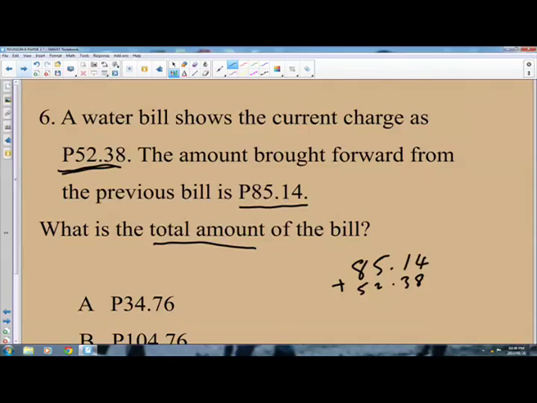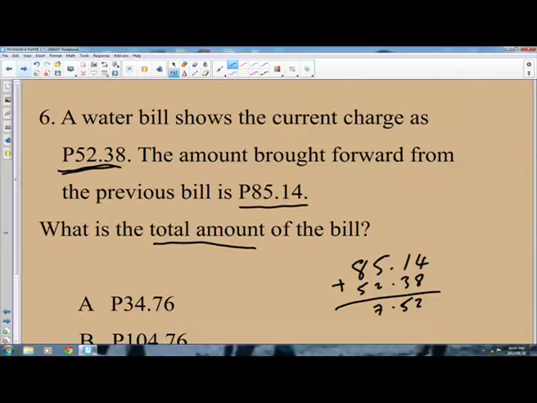We are adding, so it's a plus. 4 plus 8 is 12, carry 1, not 2. So it's 4 plus 8 is 2, carry 1. And then 3 plus 1 is 4, plus 1 is 5. A point here. And then 5 plus 2, 7.